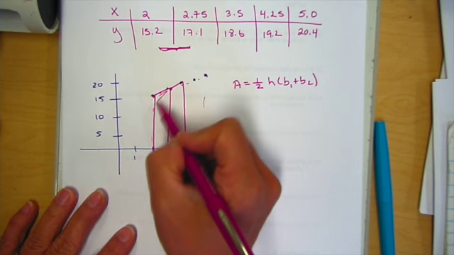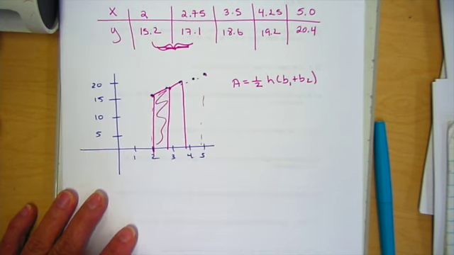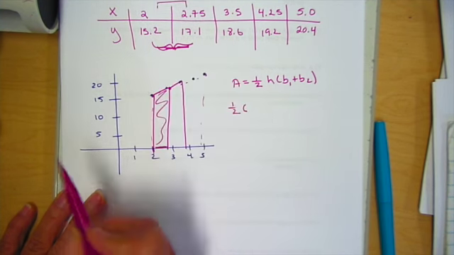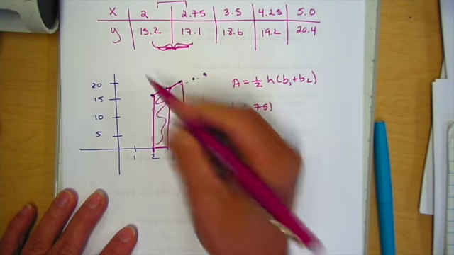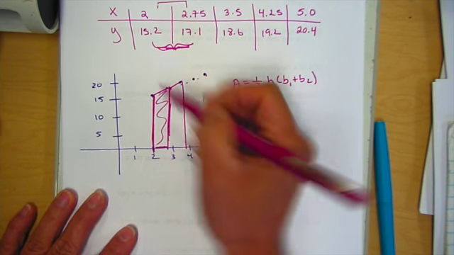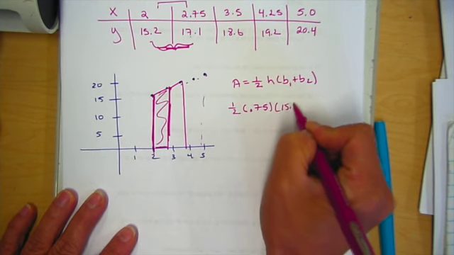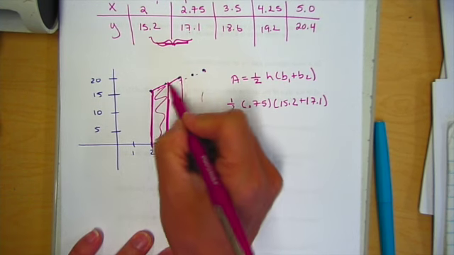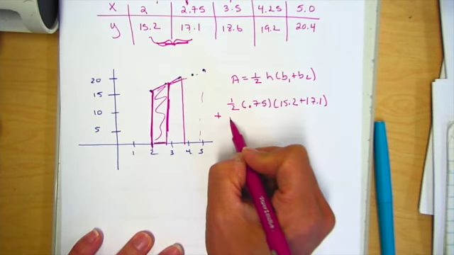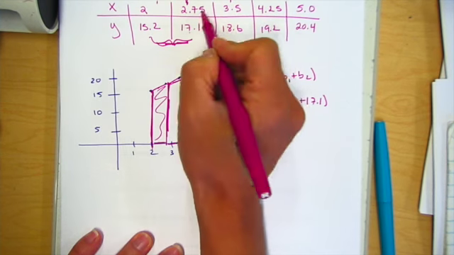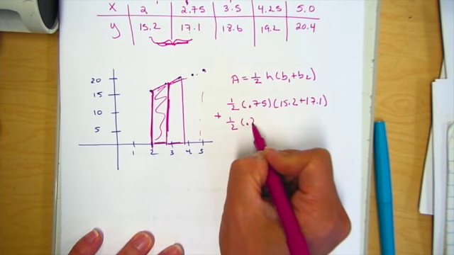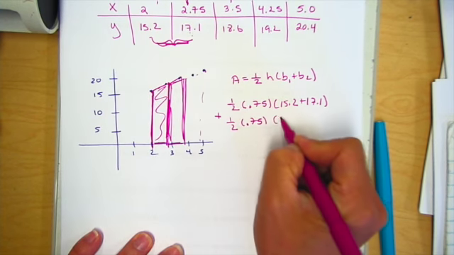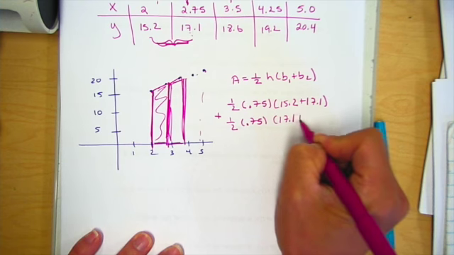So this is my first trapezoid here, which is from here to here. So it's 1/2. The height of the trapezoid is the difference in the x values, which is 0.75. And notice these are your two bases of the trapezoid, which are really your y values. So 15.2 plus 17.1. There's my first trapezoid. Plus my second trapezoid, I'm going to go from here to here. 1/2. Notice the height is also still 0.75. Your bases are these. Notice you're going to use the 17.1 again, and then your next base is 18.6.